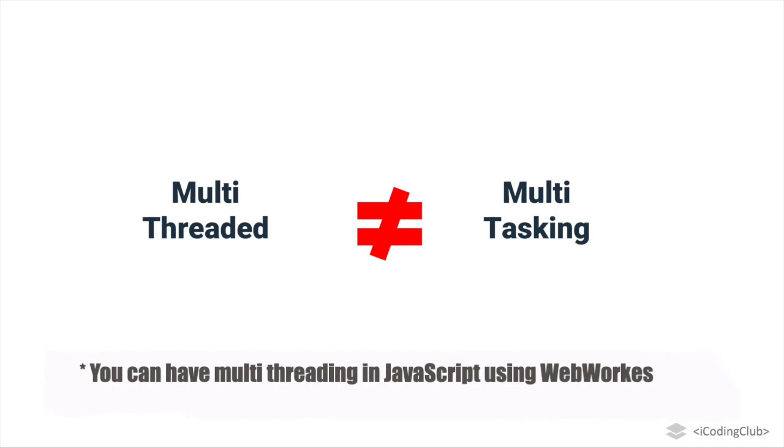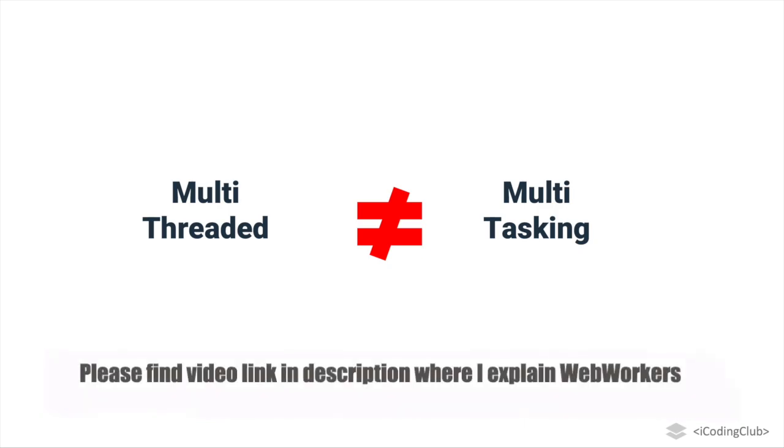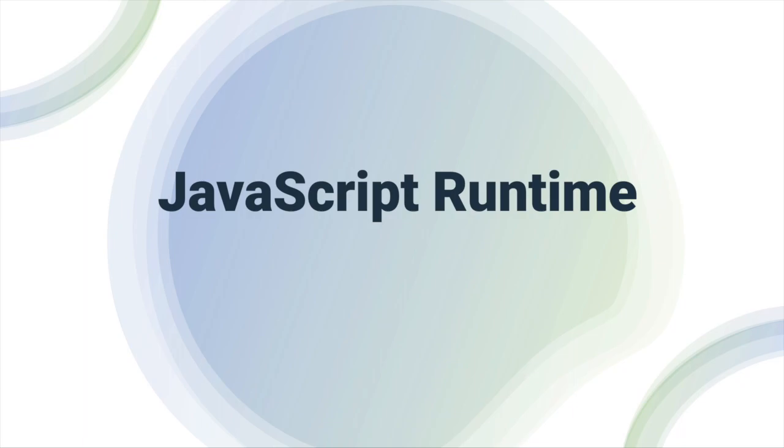It turns out that multi-threading and multitasking are two different things. JavaScript is indeed a single-threaded language, but it's the JavaScript runtime which makes multitasking possible. So let's see how the whole thing works together. We'll first start with the concept of the stack.